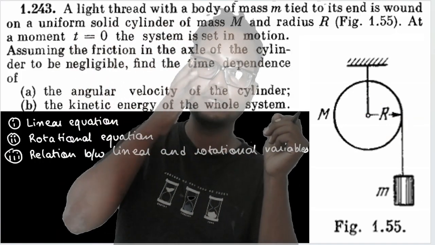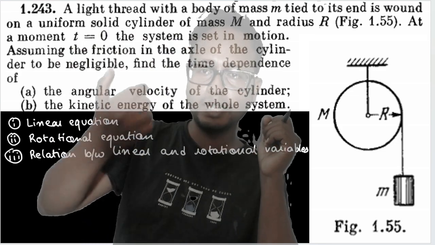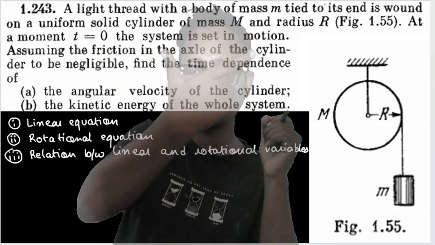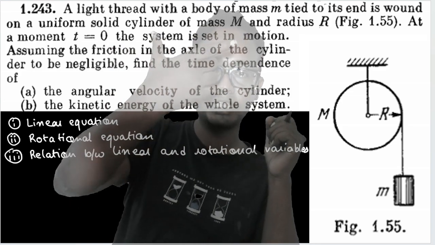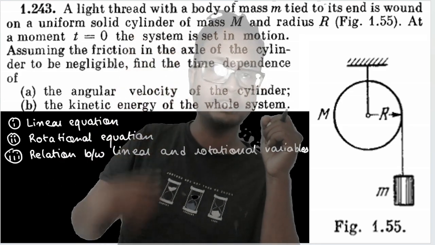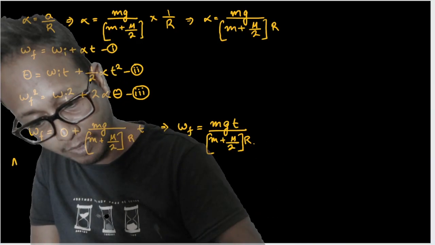Now the second part of the question: the kinetic energy of the whole system. We do know the initial kinetic energy. What was the initial kinetic energy? The system is set in motion. That means initially the system was at rest. So initially the kinetic energy of the system was zero. We just need to find out the final kinetic energy of the system, isn't it? So I can apply the work energy theorem out here.